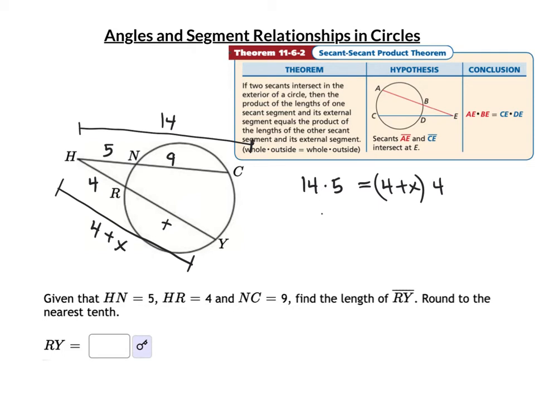5 times 14 is 70. I'll distribute here, take the 4 to both. 4 times 4 is 16, plus 4x. Subtract 16 from each side. 54 equals 4x. And divide by 4. 54 divided by 4 is 13.5.